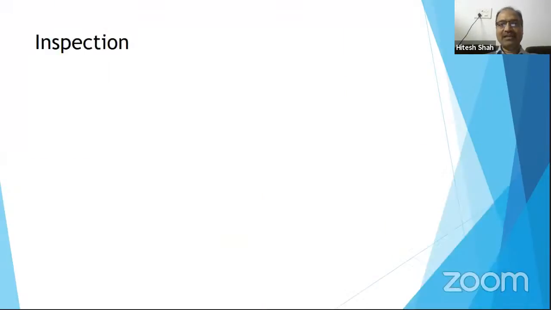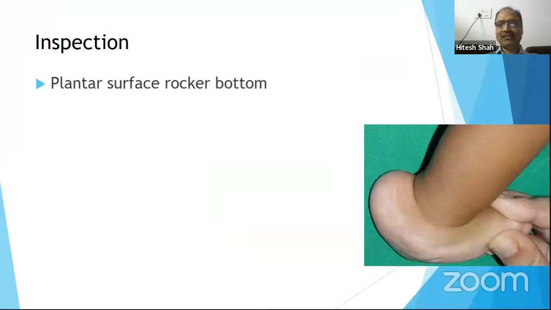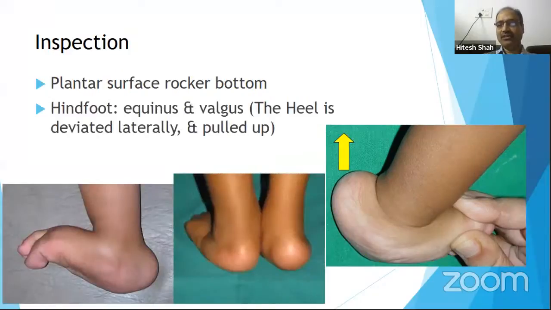So what is required? As Dr. Jones said, there is a convexity. The normal contour of the sole has been lost. So the plantar surface is a rocker bottom. It is like a rocker. The convexity is there on the sole side.